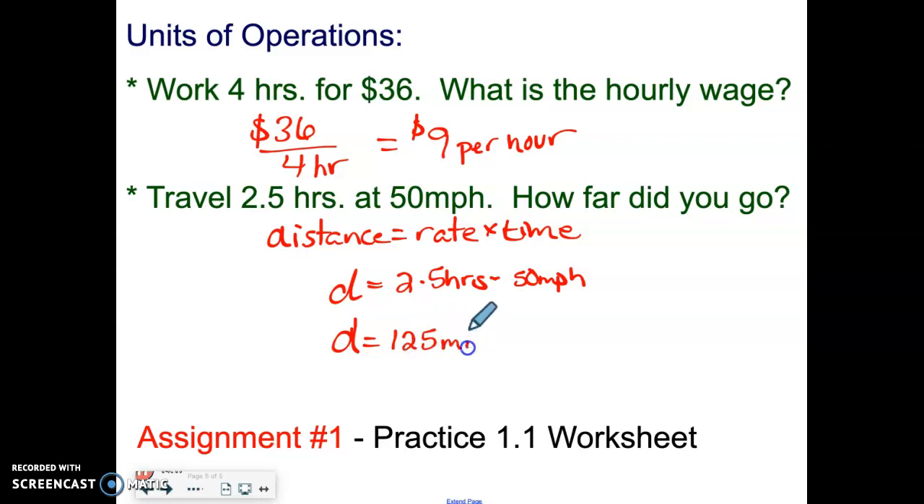125 miles. And actually, this is really miles per hour, so I could use a slash there as a fraction. And then we have hours on the top and hours on the bottom. That's how these cancel to give me just miles.